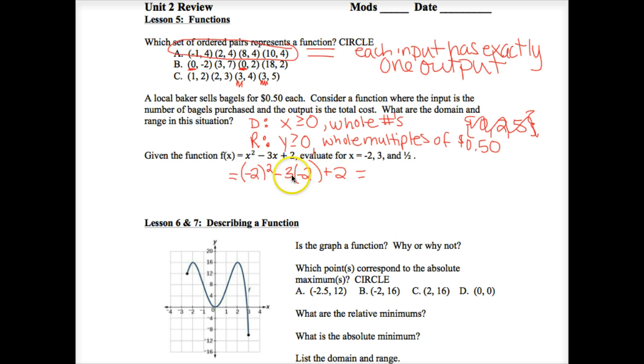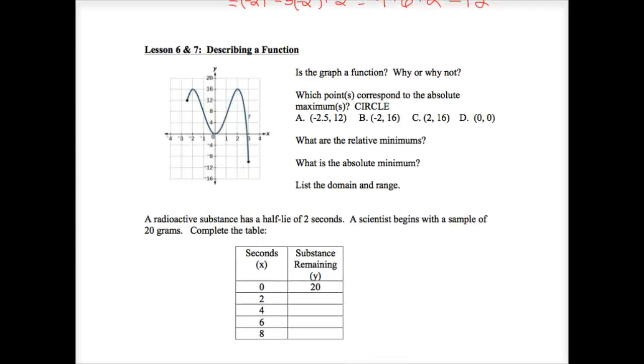If you type this into your calculator just like this, you're going to get the right answer because it's going to do order of operations, which says to do exponents first, so -2 squared is +4. Then multiplication, -3 times -2 is +6. And then we'll do the addition. 4 plus 6 is 10, plus 2 gives me 12. Now again, you also needed to do 3 1/2, but I'm not going to do that on the video because it's the same thing. Just plug it in and evaluate.